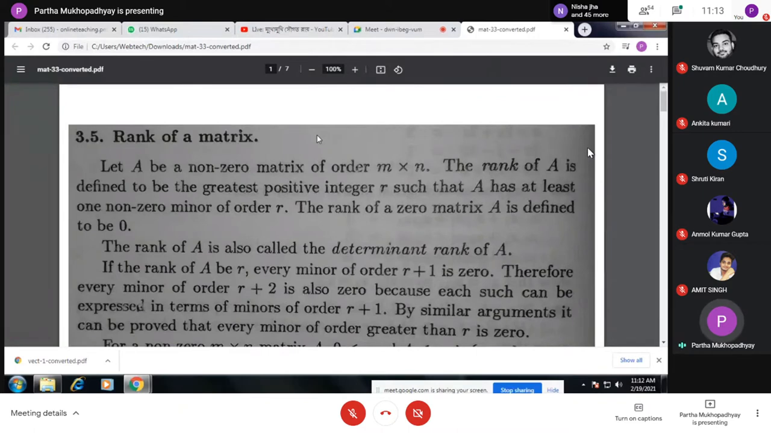Suppose in case of a 4 by 3 matrix, all 3 by 3 minors are 0. Okay. So the rank of the matrix will not be 3. It is less than 3. Then if I can find at least one 2 by 2 minor which is non-zero, then the rank of the matrix will be 2. Otherwise, if all the 2 by 2 minors are zero, then the rank of the matrix will be even less than 2. It is 1. So when the rank of the matrix is 0, can you say?